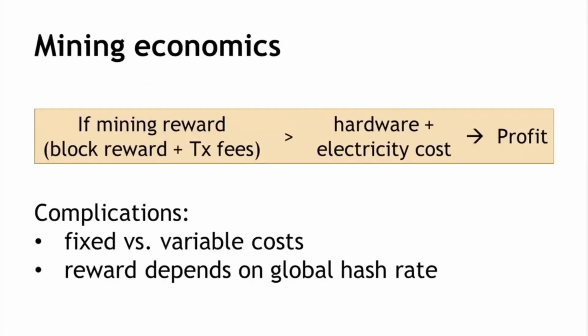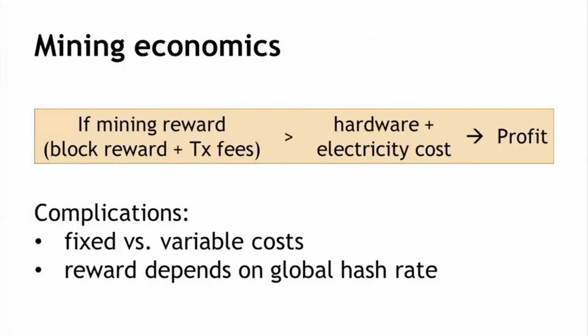But there are some complications to this simple equation. The first is that, as you may have noticed, the hardware cost is a fixed cost. It's an upfront cost, whereas the electricity cost is a variable cost that is incurred over time. Another complication is that, remember, the reward that the miner gets depends upon the rate at which they find blocks, which depends on not just the power of their hardware, but, more accurately, on the ratio of the power of their hardware as a fraction of the total global hash rate. So that makes it more complicated as well.